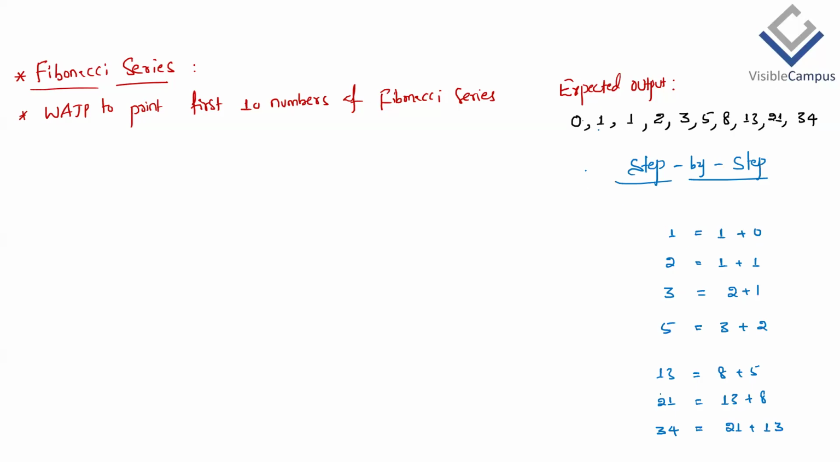We don't get this from the previous numbers. How do you get this 0? We don't get it from any previous. So that's why the first two numbers of a Fibonacci series are not generated by adding any two numbers. So we have to assume. That's why the first one, say int x equals 0, is the first number, then int y equals 1 is the second number. Correct?